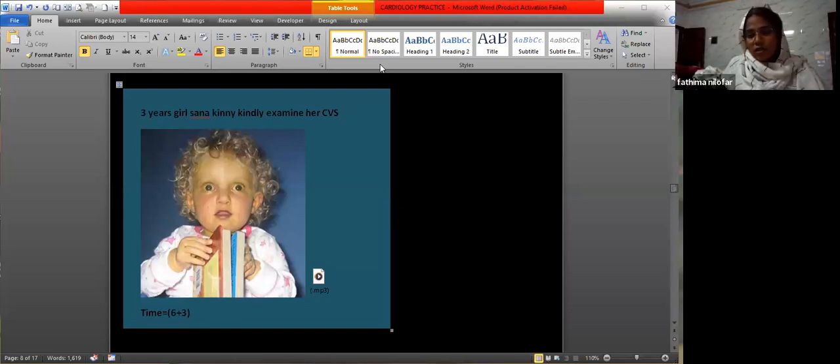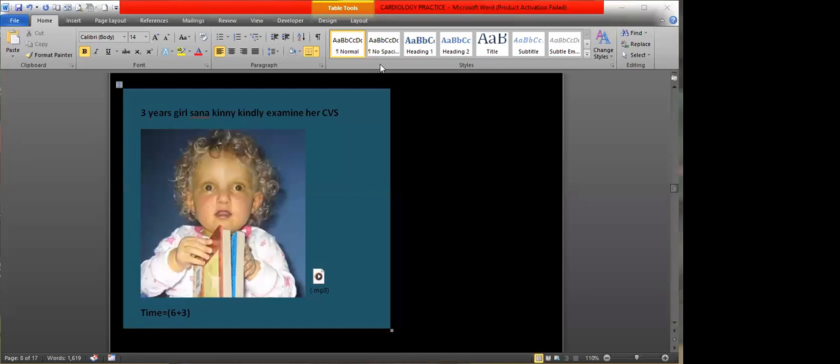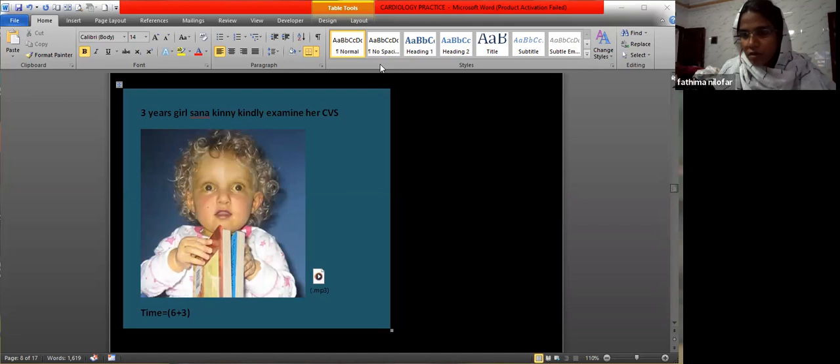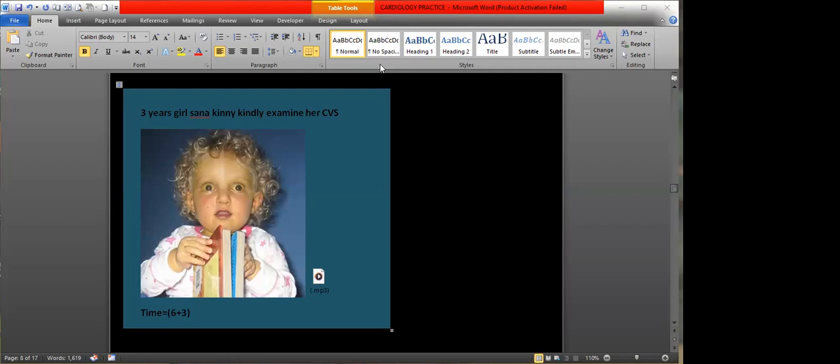I would also like to examine the base of the lungs, check for hepatomegaly, and check for pedal edema to see if there are any signs of failure. Yes, hepatomegaly is there, 4 to 5 centimeters below the costal margin, and no pedal edema. I would complete the examination by plotting height, weight, and head circumference, and checking the pulse, BP, and saturation. Saturation is normal, blood pressure is normal.